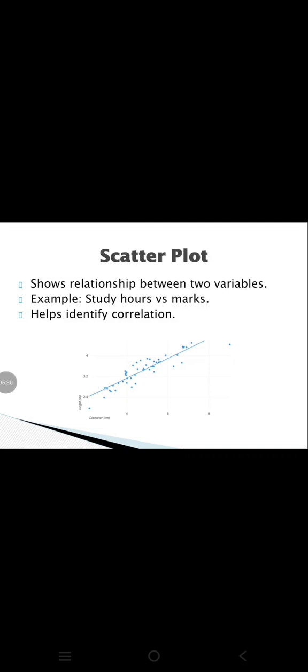Each point on the graph represents one observation, showing a pair of diameter and height values. From the scatter plot, we can observe a positive correlation between diameter and height. This means that as the diameter increases, the height also tends to increase. The straight line drawn through the points represents a trend line or line of best fit, which summarizes the overall relationship between the two variables. A few points lie slightly away from the line, indicating natural variation or minor outliers. This type of plot is very useful for identifying relationships, correlations, and patterns between two numerical data variables.